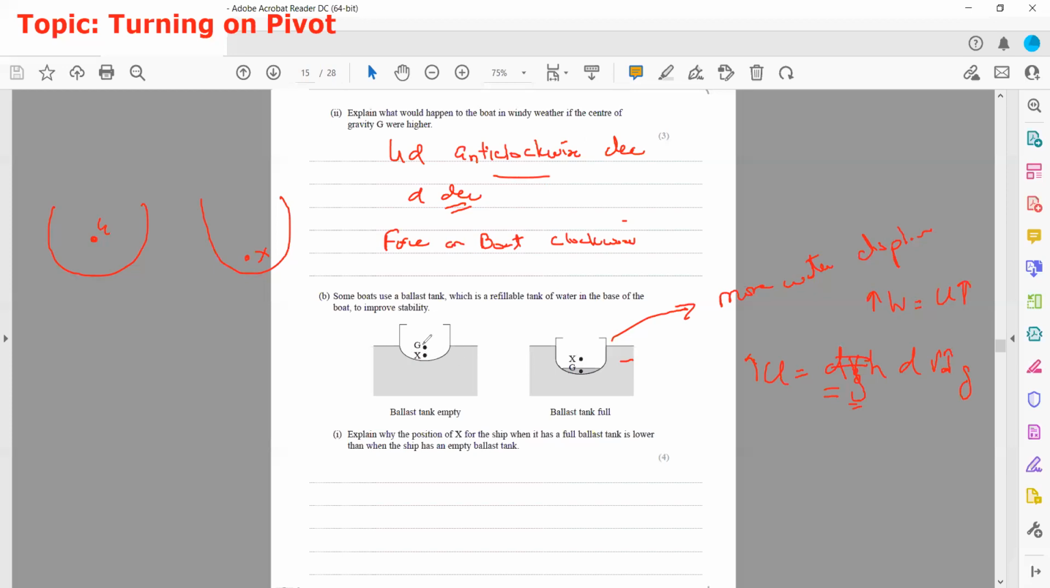And what about the weight? Why is the center of gravity of the boat lower when it is filled with water? Because more mass is at the bottom, so the greater the mass, the more particles are at the bottom, and that's why the center of gravity is lowered. And what happened to the value of X? You can see here, the volume of displaced liquid is represented by X.